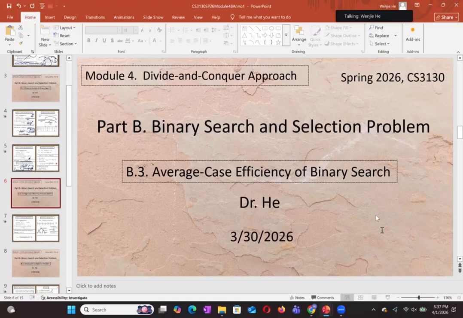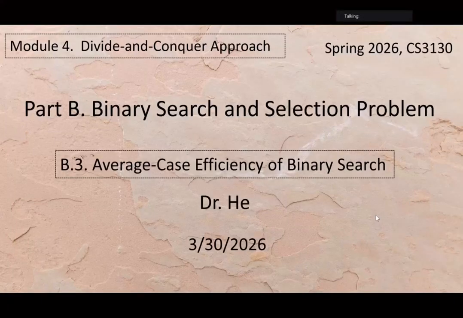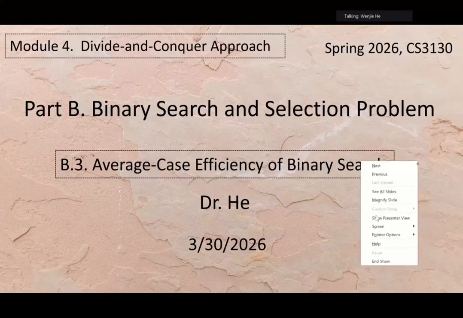The average case efficiency of binary search. Last time we found the formula, right? The worst case formula, two formulas. All right. Now let's work on the average case.